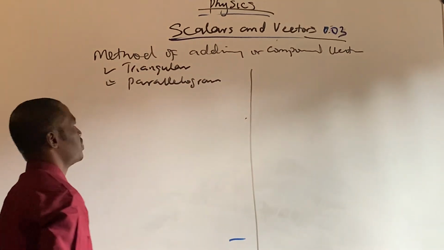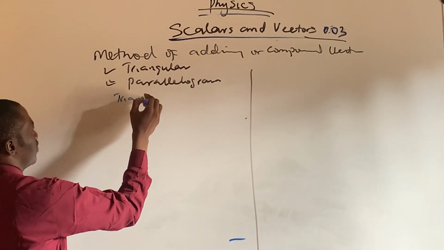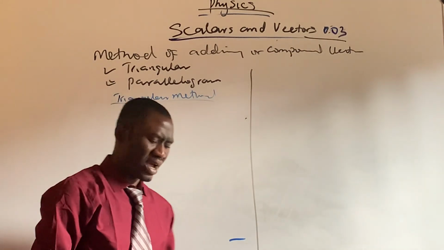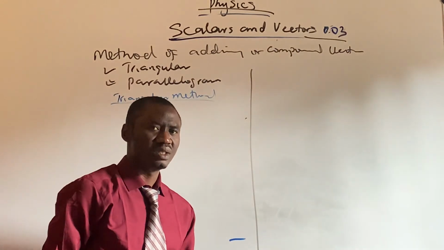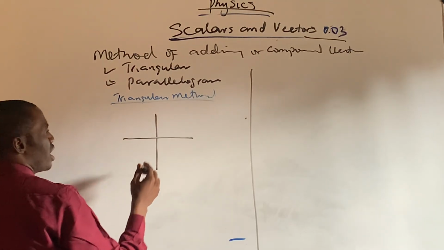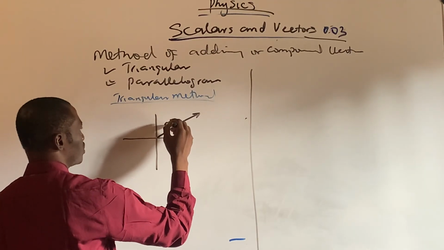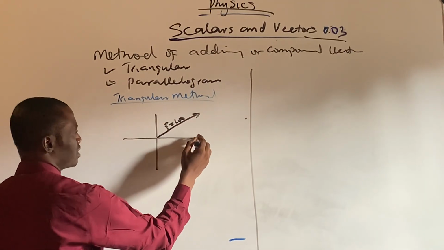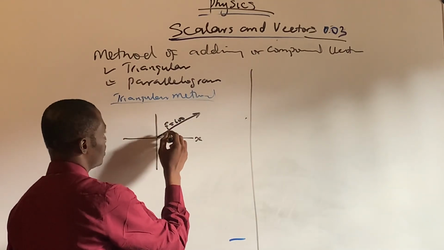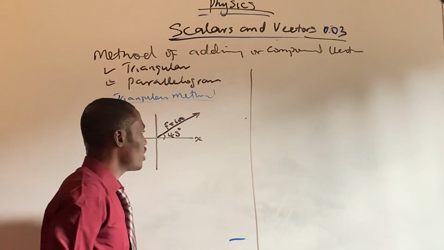Let's divide the board into two. And let's pick the first one, which is the triangular method. Now, how do we solve vectors using the triangular method? If you look at the coordinate system, let's say that a force of 100 Newton at an angle of 45 degrees travels towards the positive x-axis.